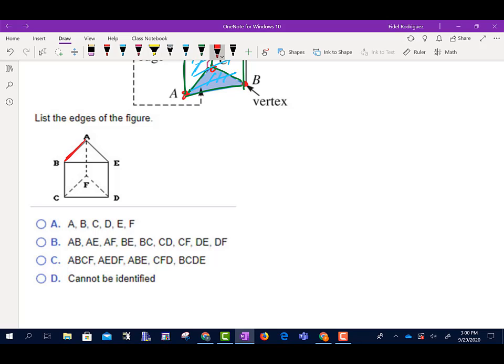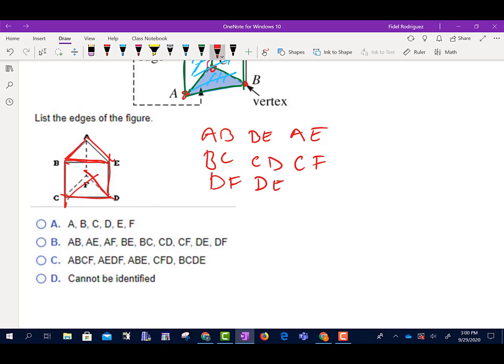The first one says list the edges of the figure. So the edges are going to look like this: AB, BE, AE, BC, CD, CF, that was DF actually, so DF, DE, and one more, AF. And so that looks like it's going to be choice B. Those are the ones that are my line segments.